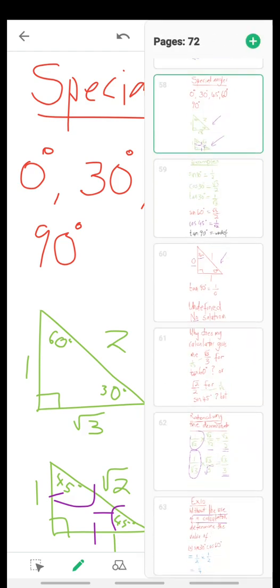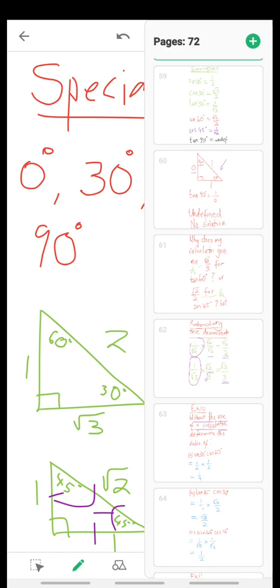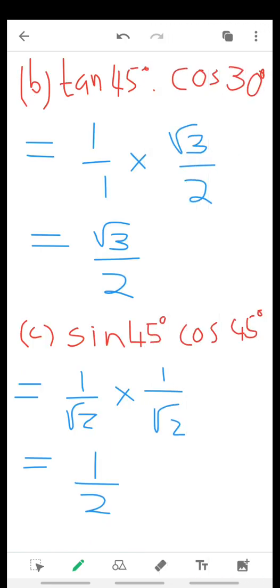Okay, so that's why I wrote 1 over 1 multiplied by, what is cos 30 degrees? Cos 30 degrees is square root 3 over 2 from the triangle, and my answer just became square root 3 over 2. Good.